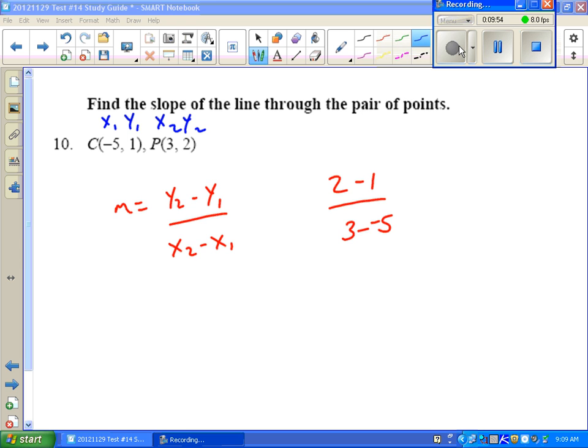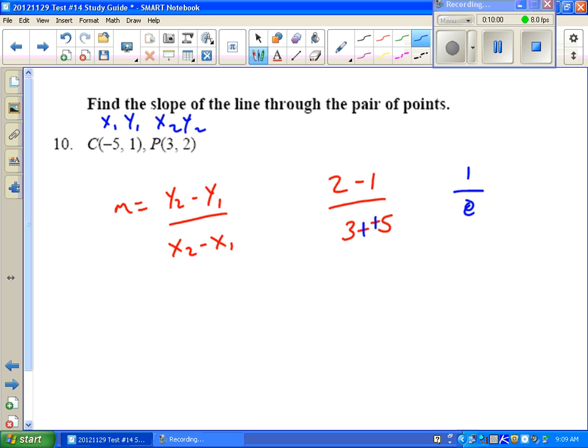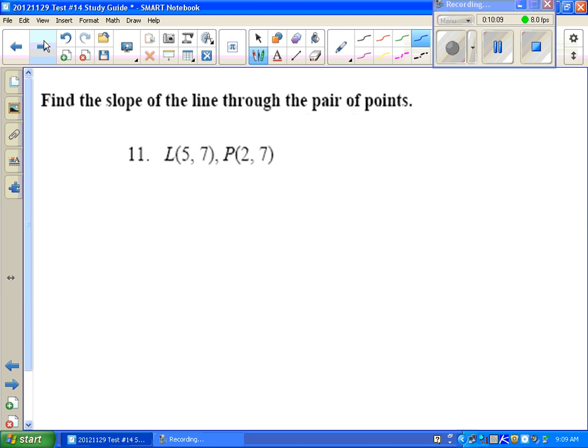3 minus a negative 5 means plus. So you have 2 minus 1, which is 1, over 3 plus 5, which is 8. So it says find the slope: m equals 1 over 8, through the pair of points, or the 2 points.